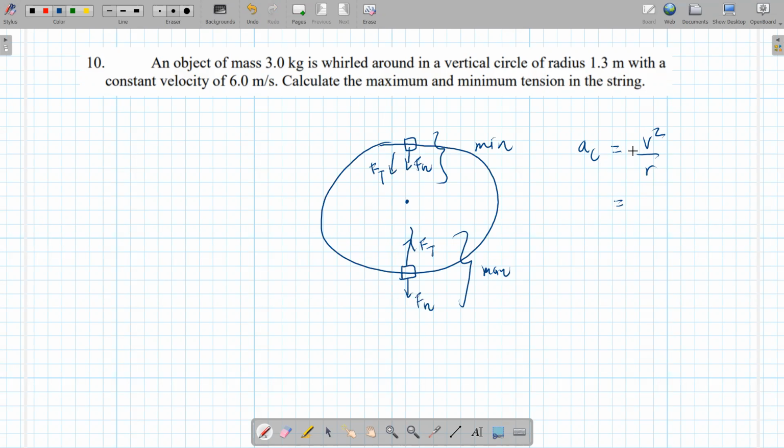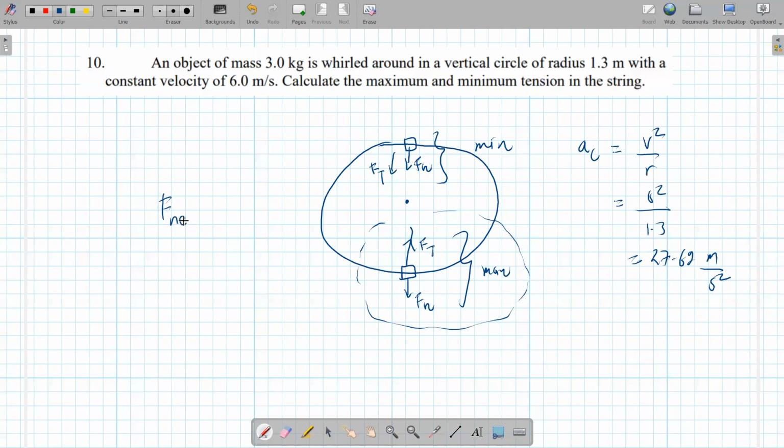So we can find this. v is 6 divided by r is 1.3. So 36 over 1.3, and that gives me 27.69. And that's for both of them because it's constant, right? Yes, exactly. So this is the acceleration for both of them. Now let's look at the maximum.